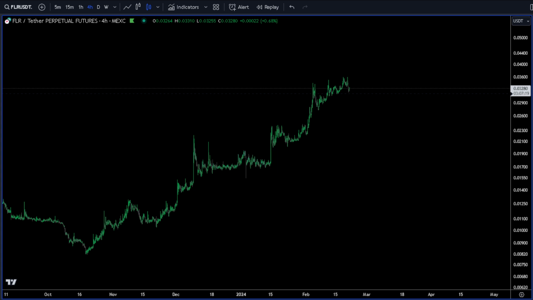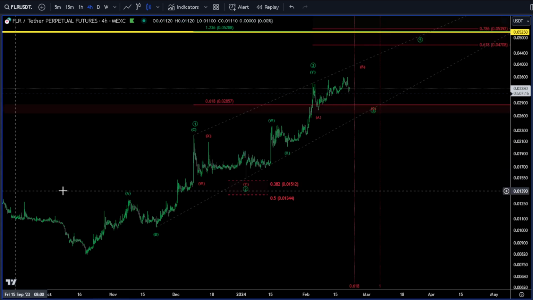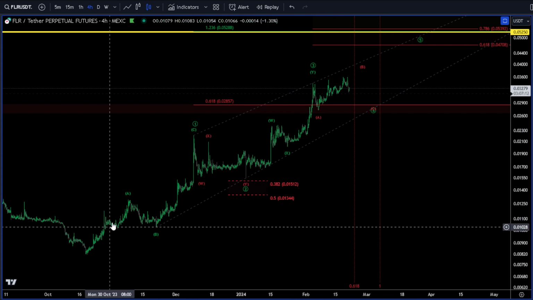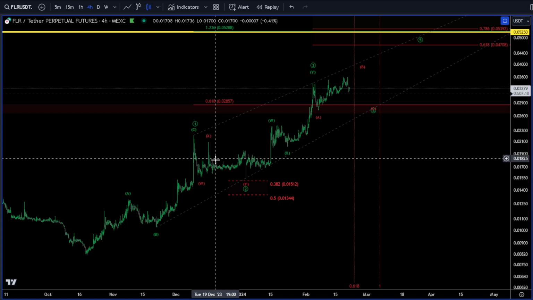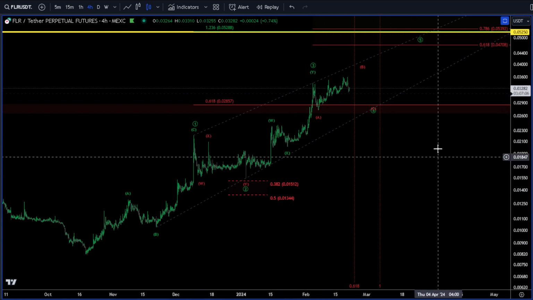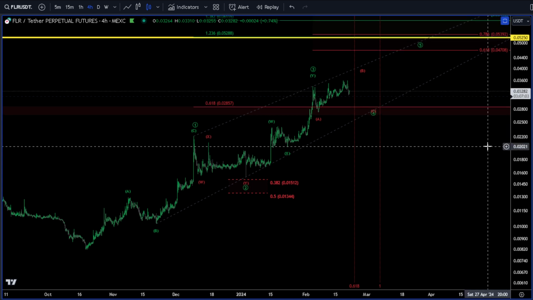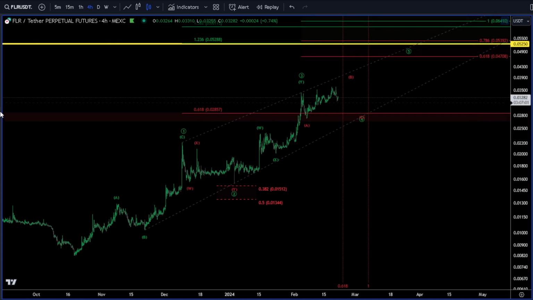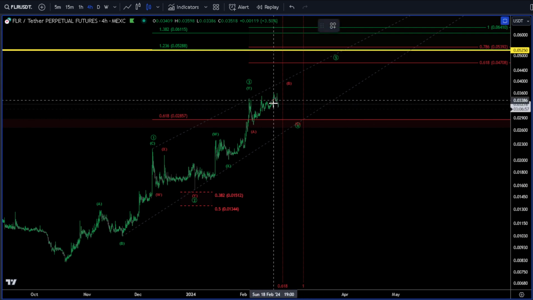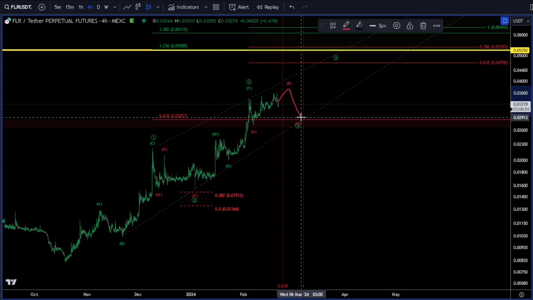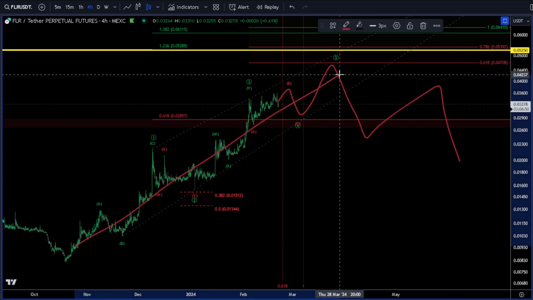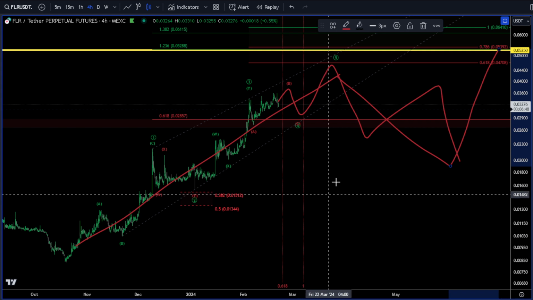All right, so let's get into the count. Now, nothing's changed on the 4 hour. Looking for this to become a diagonal as a 3, 3, 3, 3, 3 to the upside. Currently targeting between 4.7 cents and 5.3, in which case we would expect, after this is complete, a corrective move to correct this entire move and look for further upside after the fact.